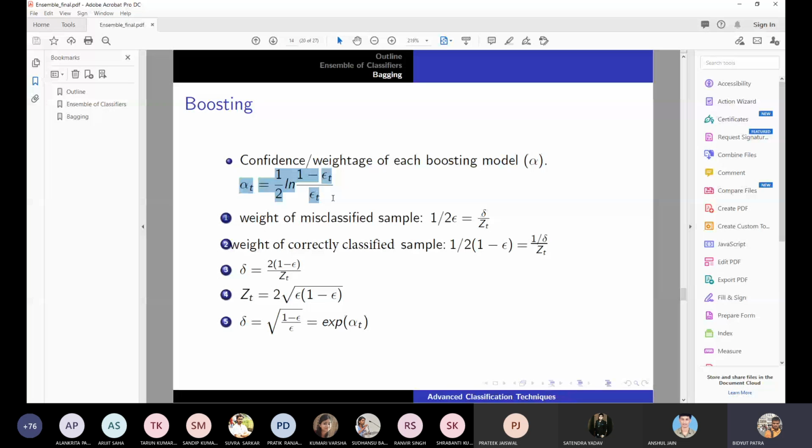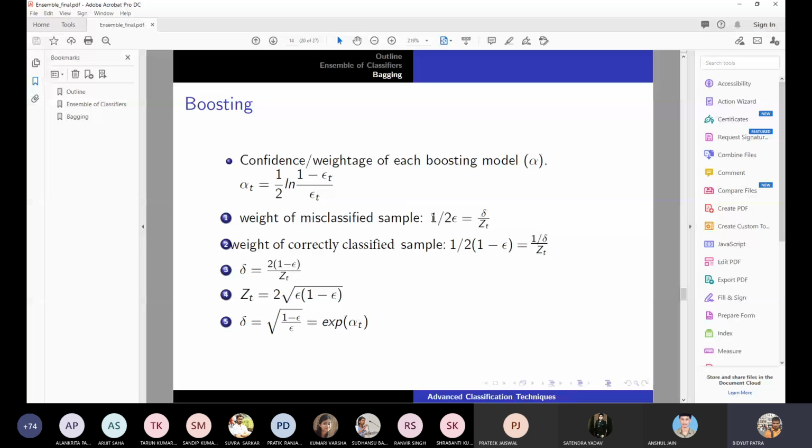Say weight for misclassified sample is 1 by 2 epsilon, that we have seen, right? Just a few minutes before I said that the weight for the misclassified sample will be 1 by 2 epsilon, and the weight for the correctly classified sample will be 1 by 2 into 1 minus epsilon. So obviously what we want is that the misclassified sample will have more weight than the correctly classified sample.